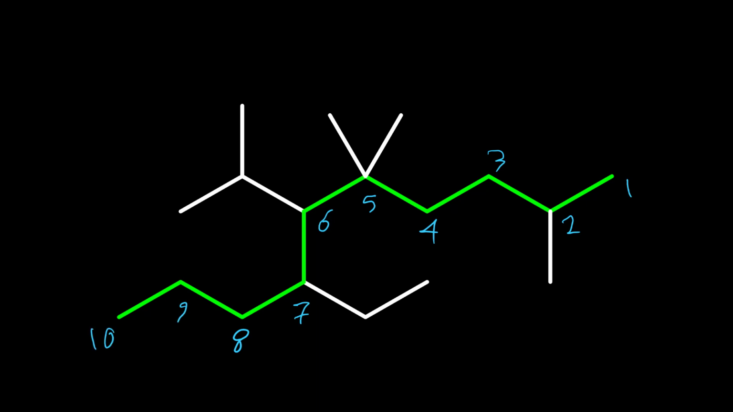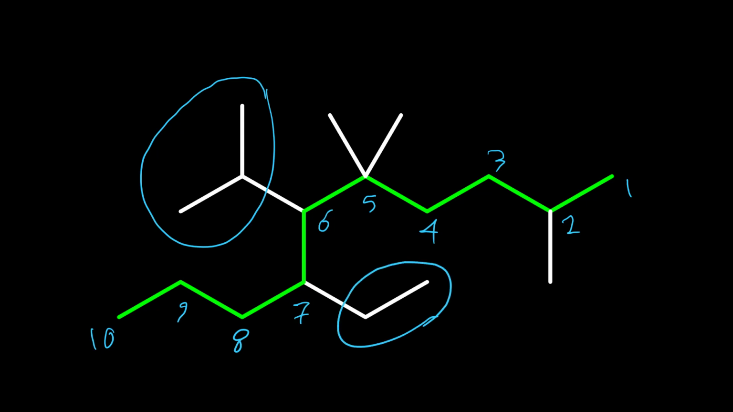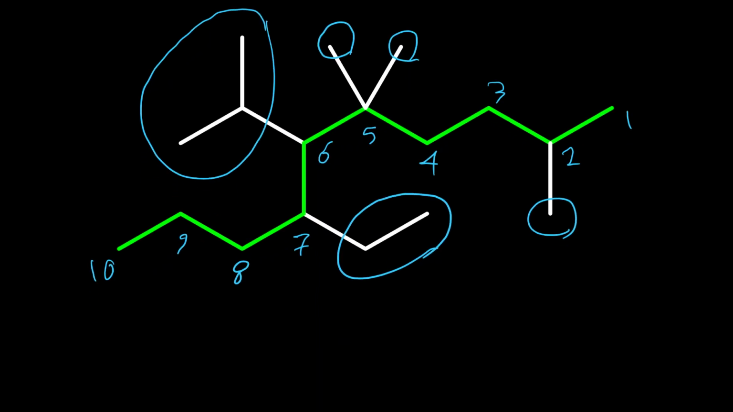We have 3 different groups on this parent chain. We have again one isopropyl group, we have an ethyl group, and we have also 3 methyl groups. So ethyl, isopropyl, and methyl. We need to start with the ethyl group based on the alphabet. So 7 ethyl. Then between isopropyl and methyl, we have isopropyl first, 6 isopropyl.